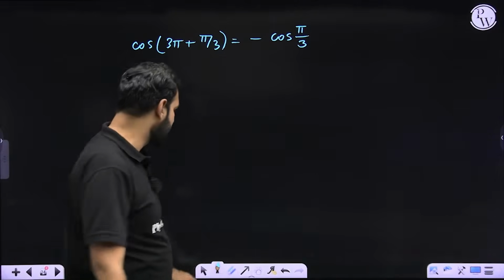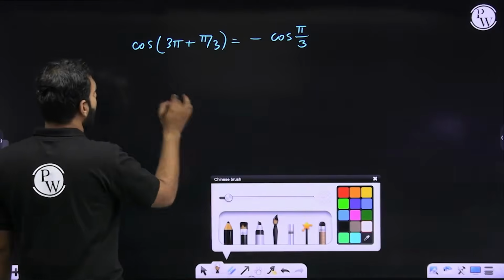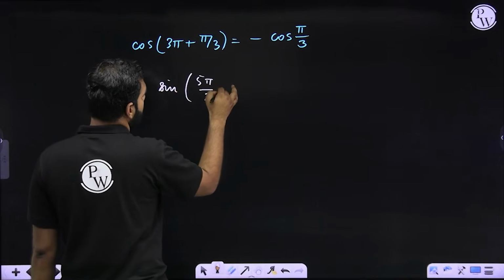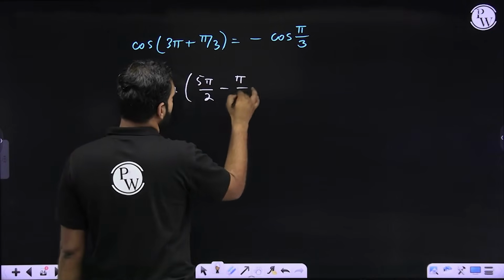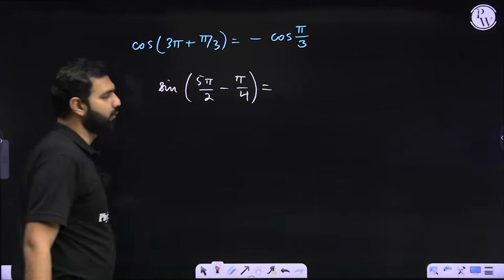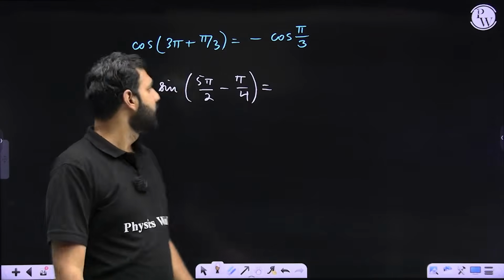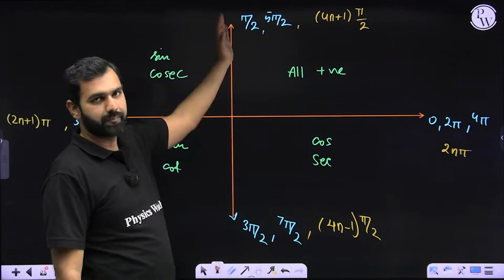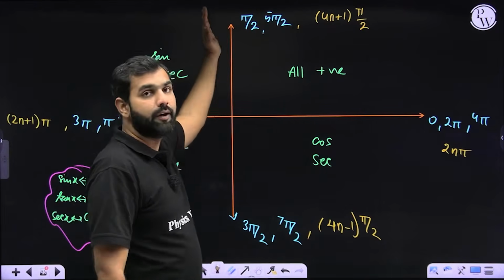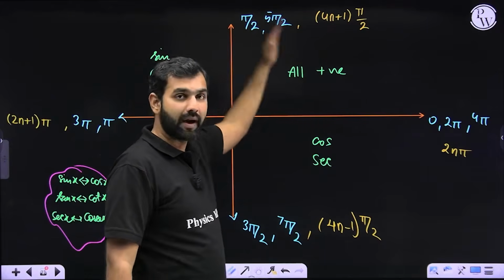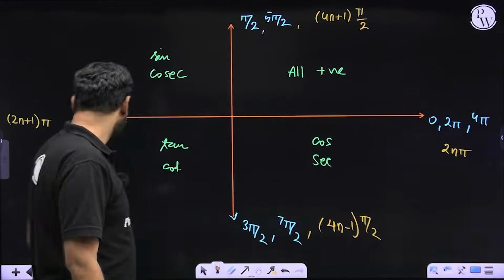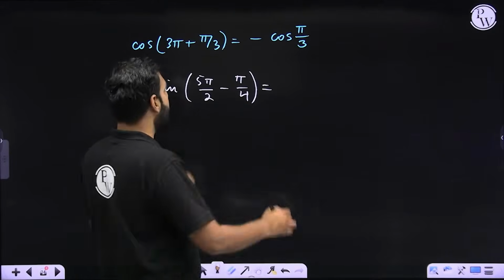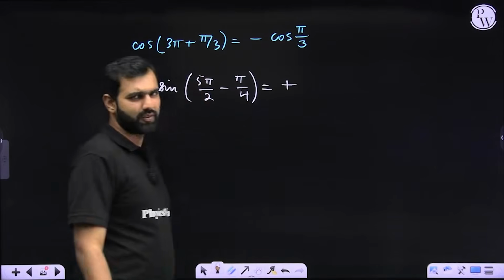I'll try to give you more clarity. For example, let's say I ask you sin(5π/2 − π/4). This is the value I wish to figure out. How do I do it? First of all, identify where 5π/2 is. I think 5π/2 is here. 5π/2 minus: if I'm subtracting, I'm going back to the first quadrant. In the first quadrant, all are positive, so I'll be using a positive sign. I need not write any sign, which is positive basically.